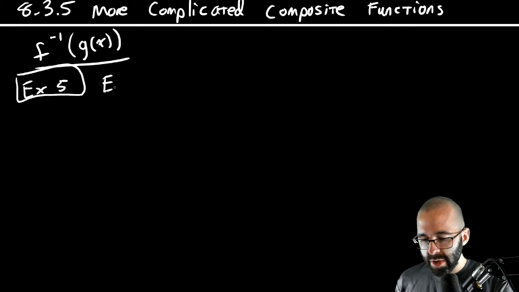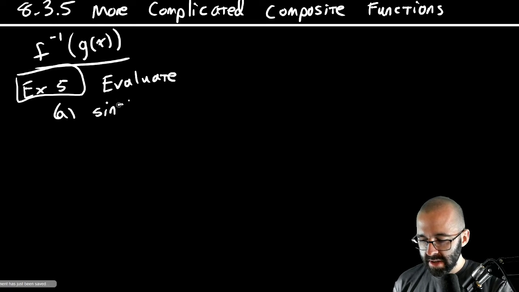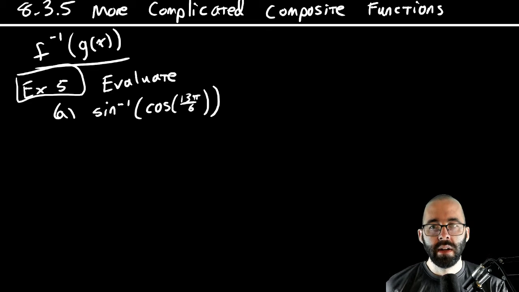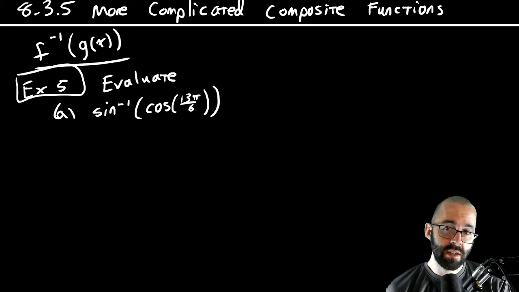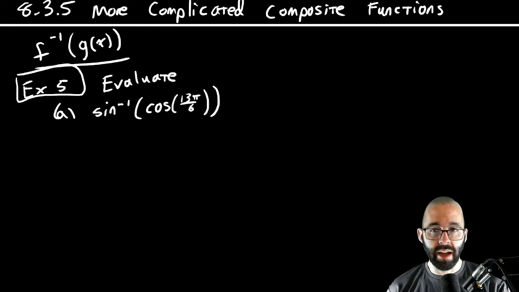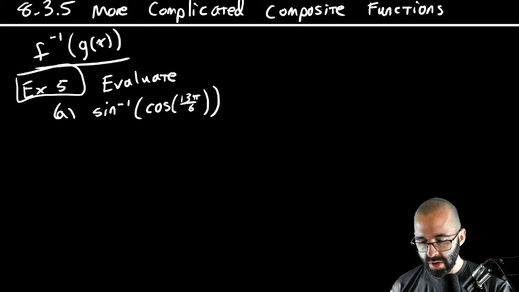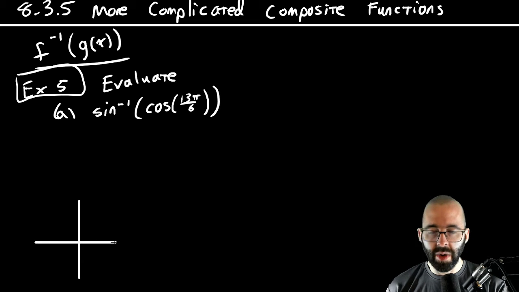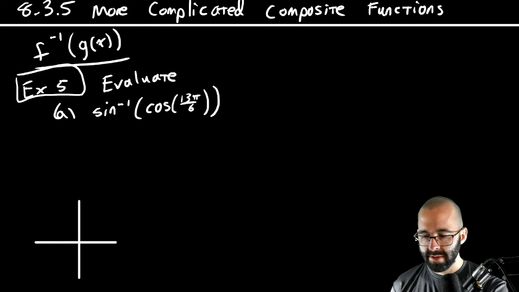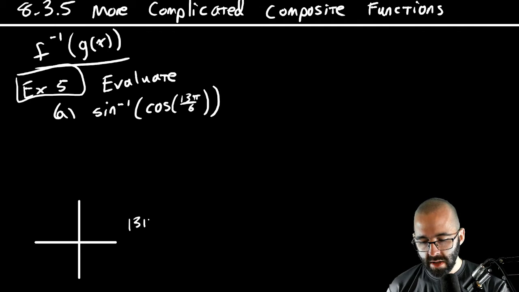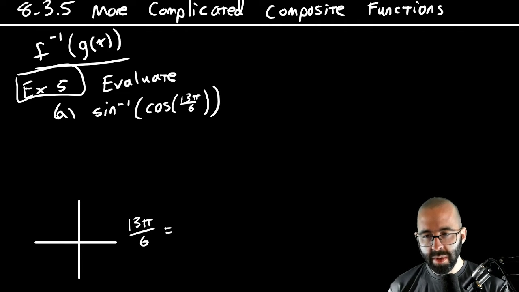Okay. Evaluate. Part A, inverse sine of the cosine of 13 pi over 6. We're just going to evaluate cosine and then take the inverse sine of that. So we go over here, say 13 pi over 6. Well, that's a little bit more than 2 pi, right? 2 pi would be 12 pi over 6 plus another pi over 6.